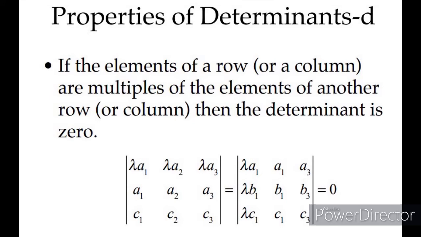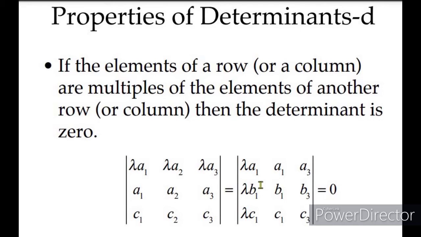Next property is this. If the elements of a row or a column are multiples of the elements of another row or column, then the determinant is 0. So here in the example, you notice that the first row is multiplied by the symbol lambda, but their elements, which are a sub 1, a sub 2, a sub 3, are multiples of the elements in the second row. So when this happens, their determinant is equal to 0.